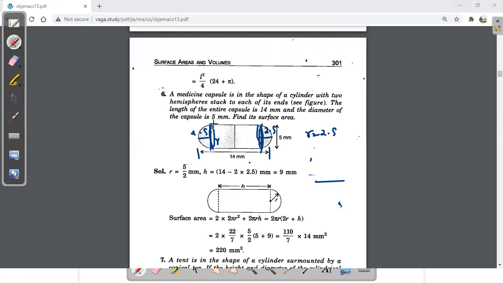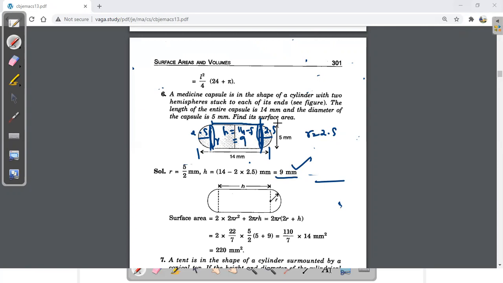Then I will get the length from here to here, which is actually the height of the cylinder. So the height of the cylinder will not be 14. It will be 14 minus 5. Why 5? Because 2.5 on either side has to be subtracted. So I'm going to take the height as 9. Okay, so it's important that you calculate the height of the cylinder.